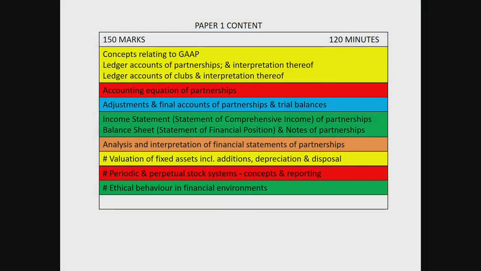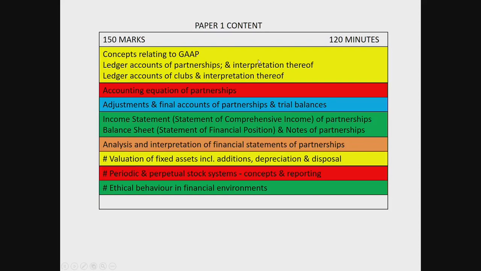So there we have, that's your paper 1 content. It will be 150 marks for 2 hours. So what will be in that paper? You're looking at core principles, ledger accounts of partnerships, like the capital account, the current account, the drawings account of the two partners, also the interest on capital, the bonus to partners, the salaries to partners, and also the appropriation account. And remember, you need to apportion the remaining profit, right? Then also, what we did was there were ledger accounts of clubs, but that item will not be examined, okay? The club accounting will not be examined, okay?